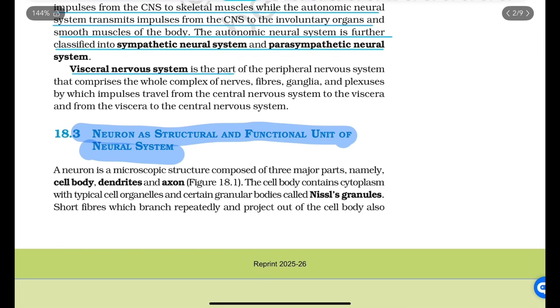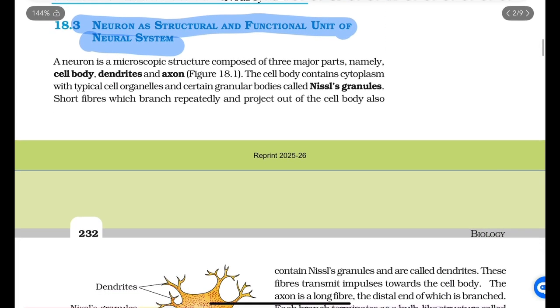The visceral nervous system is a part of the peripheral nervous system that comprises the whole complex of nerves, fibers, ganglia, and plexuses by which impulses travel from the central nervous system to the viscera and from the viscera to the central nervous system. Neuron is the structural and functional unit of neural system.